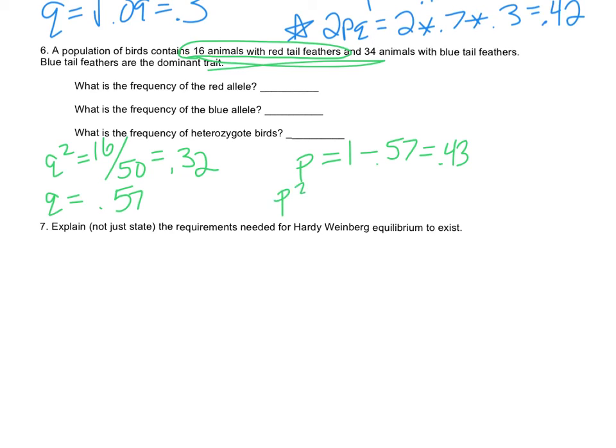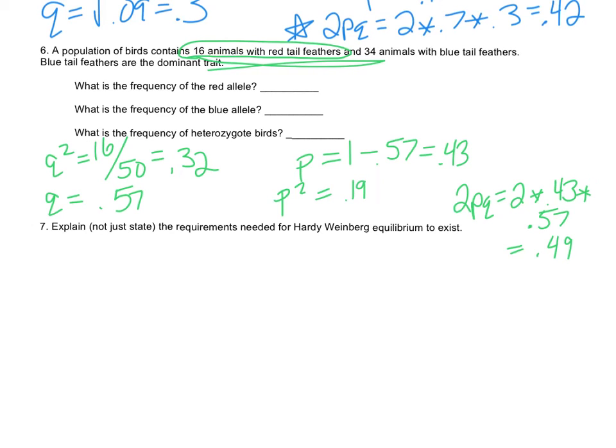P squared would be 0.43 squared, which is 0.19. And then lastly, 2PQ, I would multiply 2 times 0.43 times 0.57, which is 0.49. Sometimes I find it easier to just do all the math and solve all the math and then take a look at the questions.